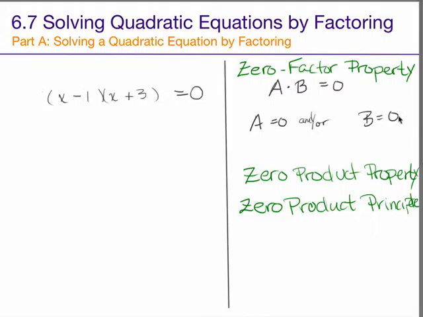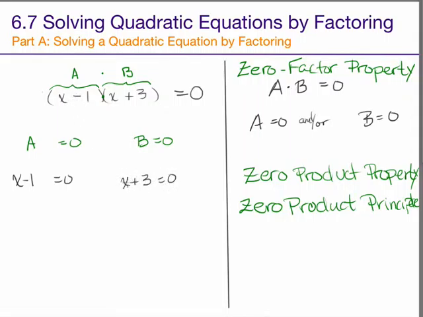All right, well, how does that help us here? This is a product, and its result is 0. So if I let this factor be represented by A, and this factor be represented by B, then either A or B or both must be equal to 0. So that means that either x minus 1 equals 0, because x minus 1 is A, or x plus 3 equals 0, because x plus 3 is B.